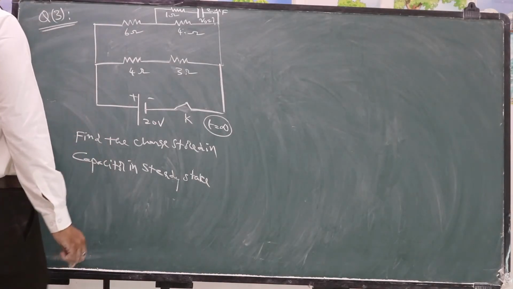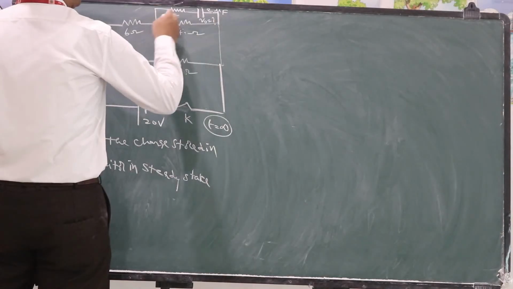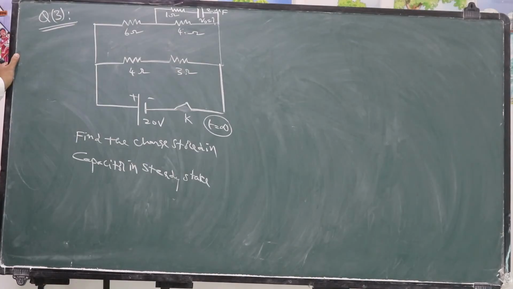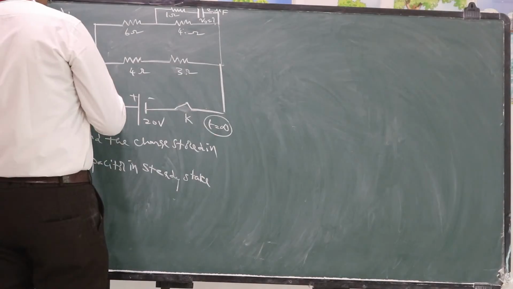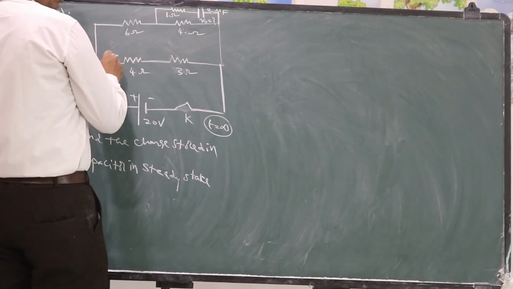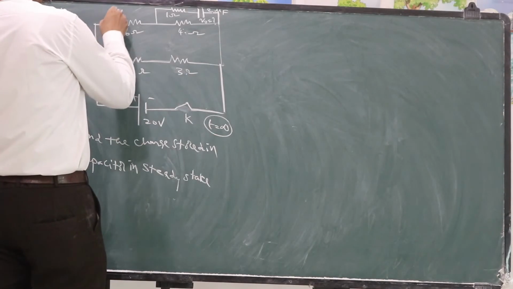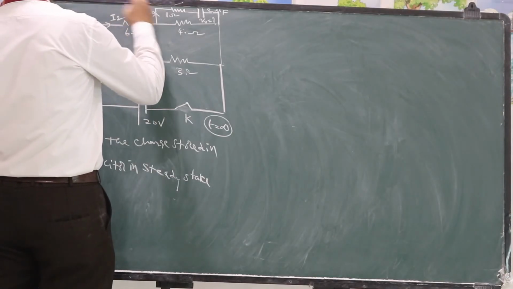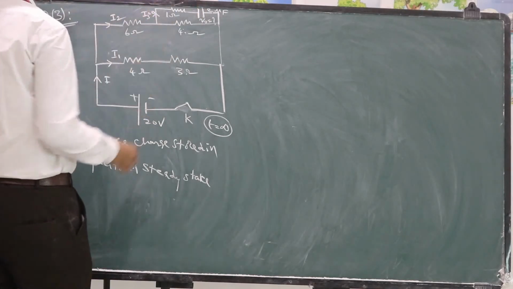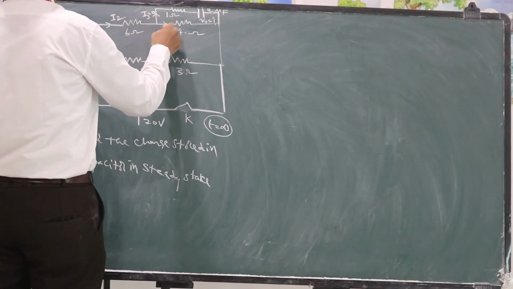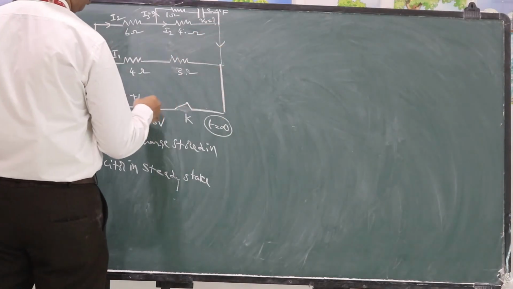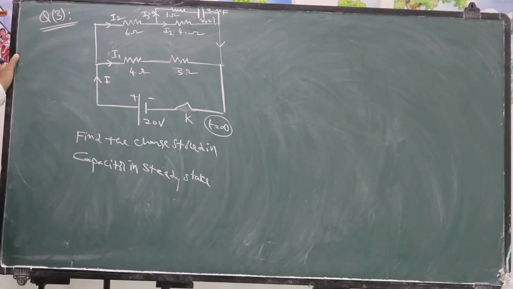After a long time, if full charge is available inside the capacitor, no current passes through the branch containing the capacitor. So the entire current will divide like this. If I is the current coming like this, I1 is the current passing through this branch, I2 is the current passing through this branch, and I3, the current through this branch, will be 0. So I2 will continue here, I1 will come here, and I1 plus I2 will go through the negative terminal of the battery.